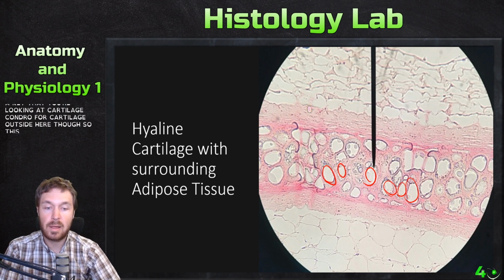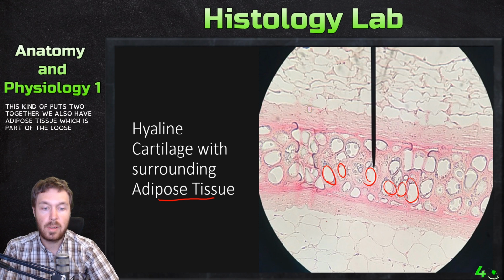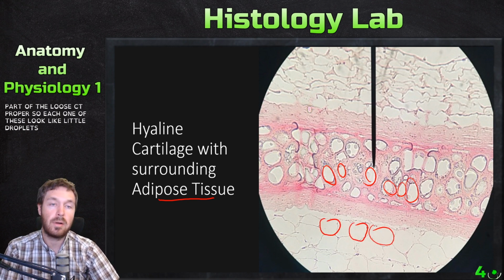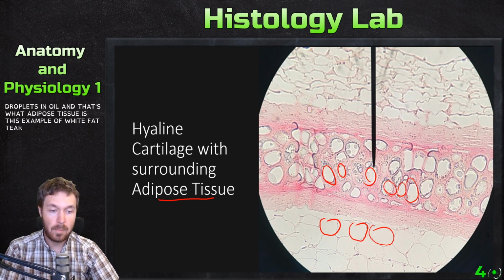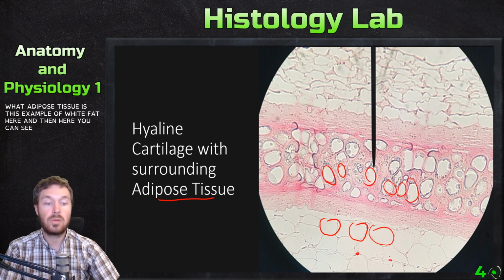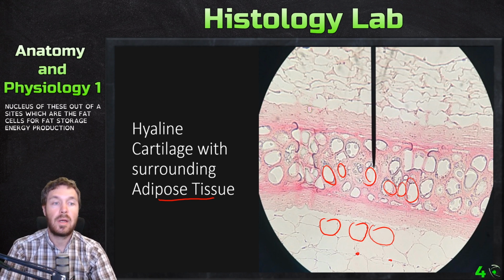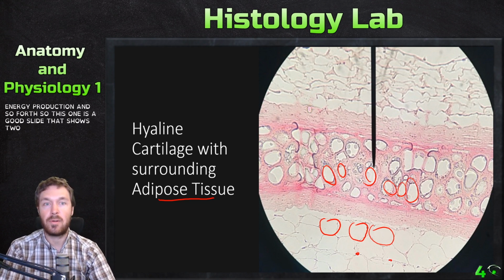Outside here, so this kind of puts two together, we also have adipose tissue, which is part of the loose CT proper. Each one of these looks like little droplets in oil, and that's what adipose tissue is. So there's an example of white fat here. And then here you can see the actual nucleus of these adipocytes, which are the fat cells for fat storage, energy production, and so forth. So this one is a good slide that shows two different tissues.